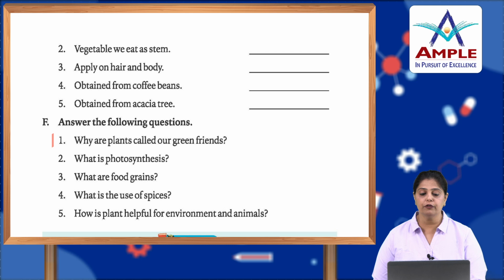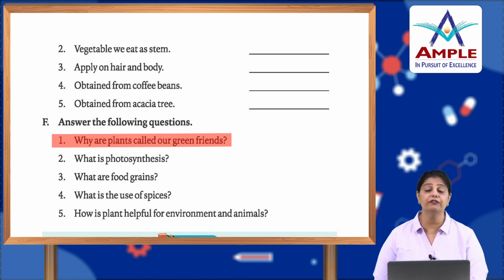Now, answer the following. Why are plants called our green friends? They are called our green friends because we use them for many purposes. We use them as food. We use them to make perfumes, to make furniture. So, they have different uses, and that is the reason why they are our green friends.